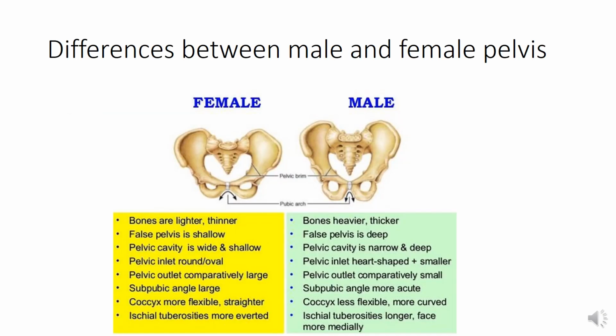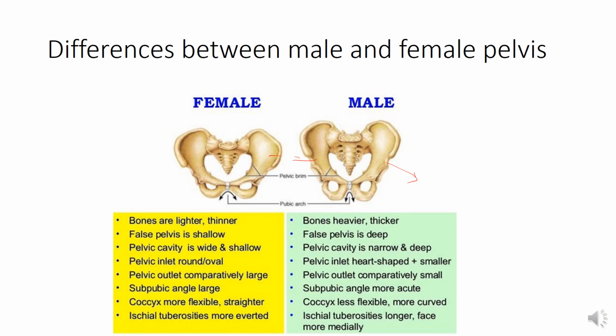Between male and female pelvis. In the female pelvis, all the bones are lighter and thinner, while in the male the bones are heavier and thicker. So you can assess from here that the bones of males are thicker, so they are heavier.